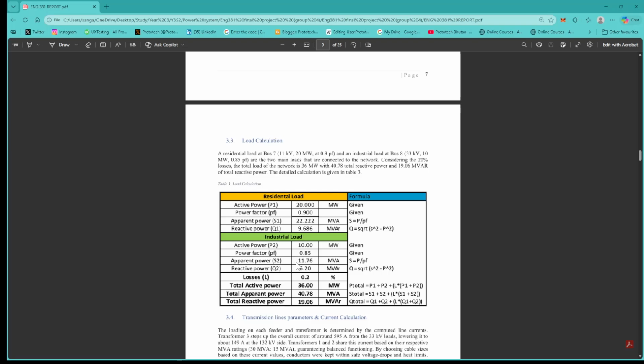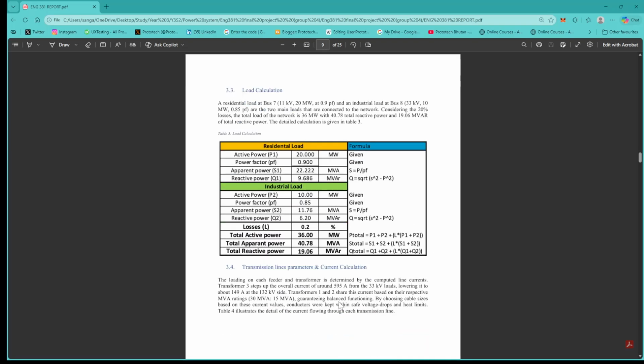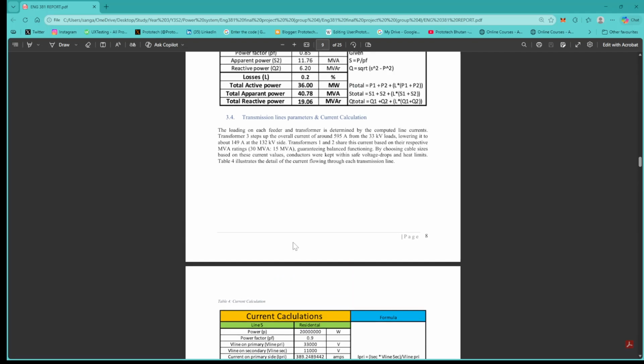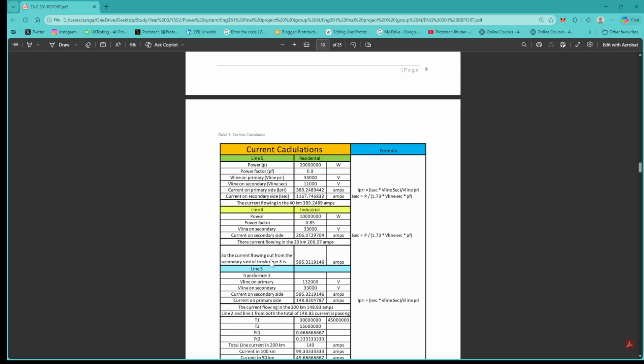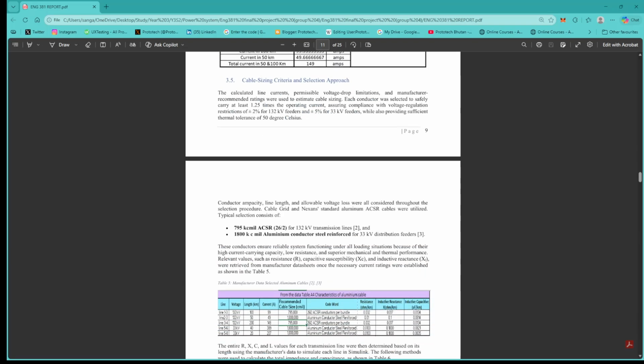That's the transformer modeling. Let's move to the transmission line modeling. For the transmission line modeling, you have to first calculate the current flowing in each transmission line. For example, the current flowing in the 40-kilometer line is 328.24 amps, and based on that we have to calculate the cable sizing.